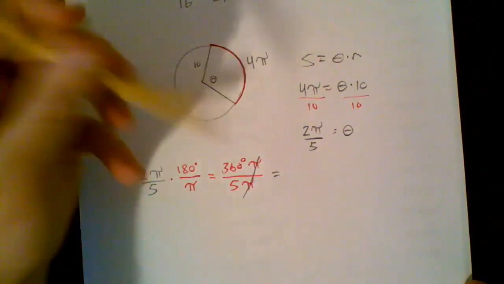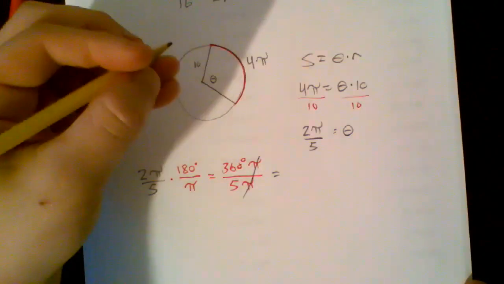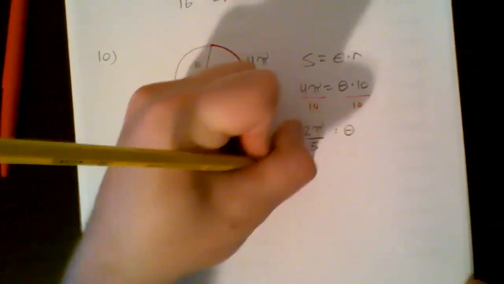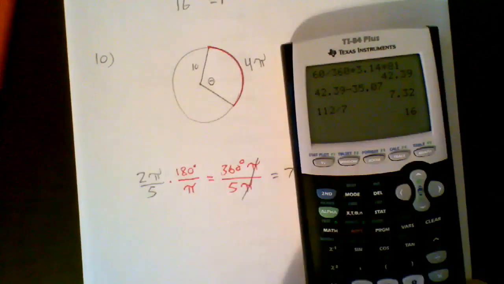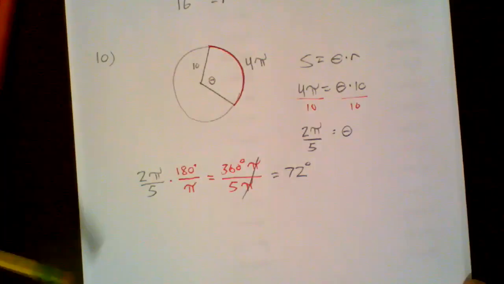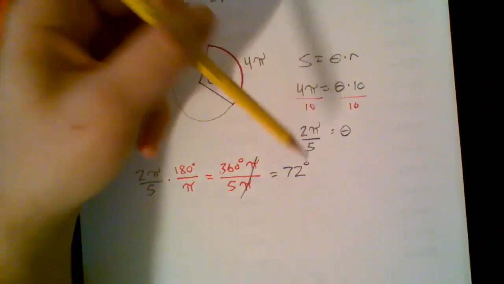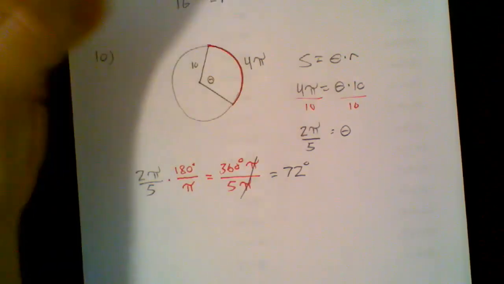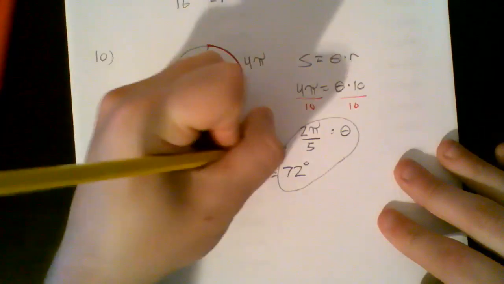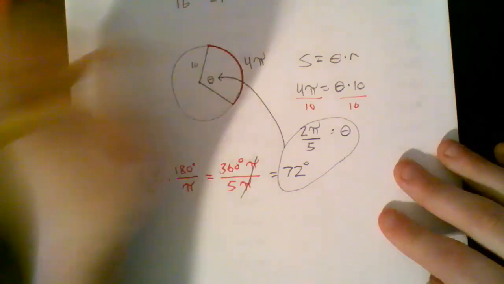360 divided by 5, I think that's 72 degrees. Let me double check. Yeah, okay. So 72 degrees. If we wanted to take this 2 pi over 5 and convert it into degrees, that's how we do it, right? So either one of these answers is an acceptable answer for whatever that central angle is. All right, that was number 10, halfway done.